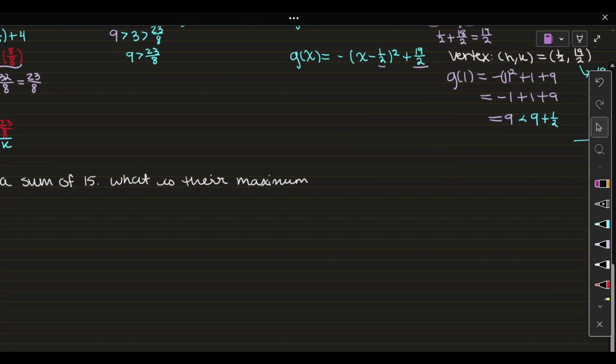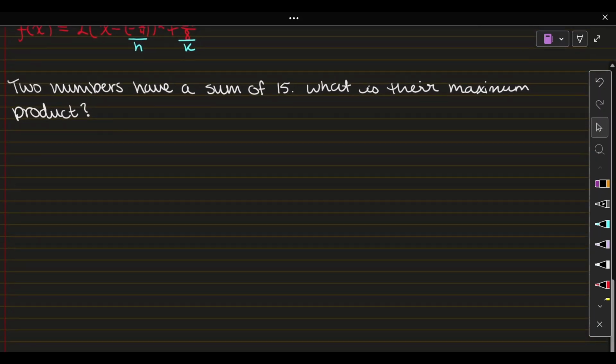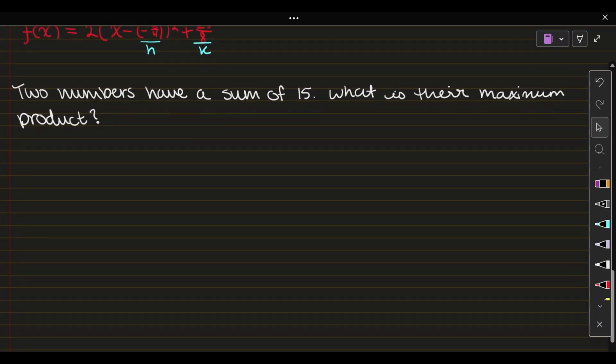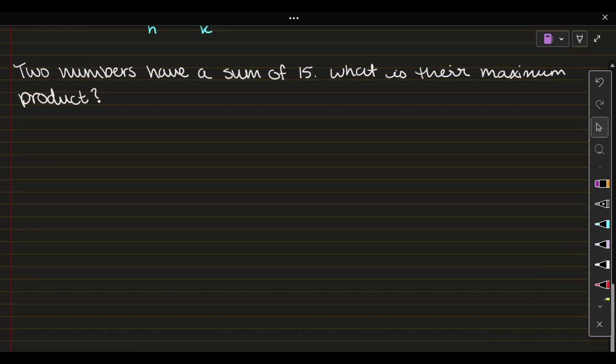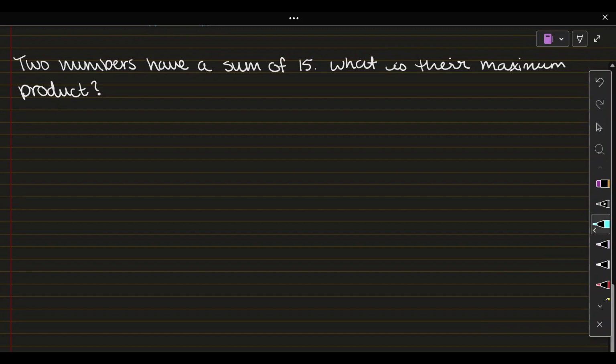So next, let's look at another example. Two numbers have a sum of 15. What is their maximum product? Well, let's think about how I can write these numbers out, because I need to give them some unknown quantity, some variable, so that I can solve for them.